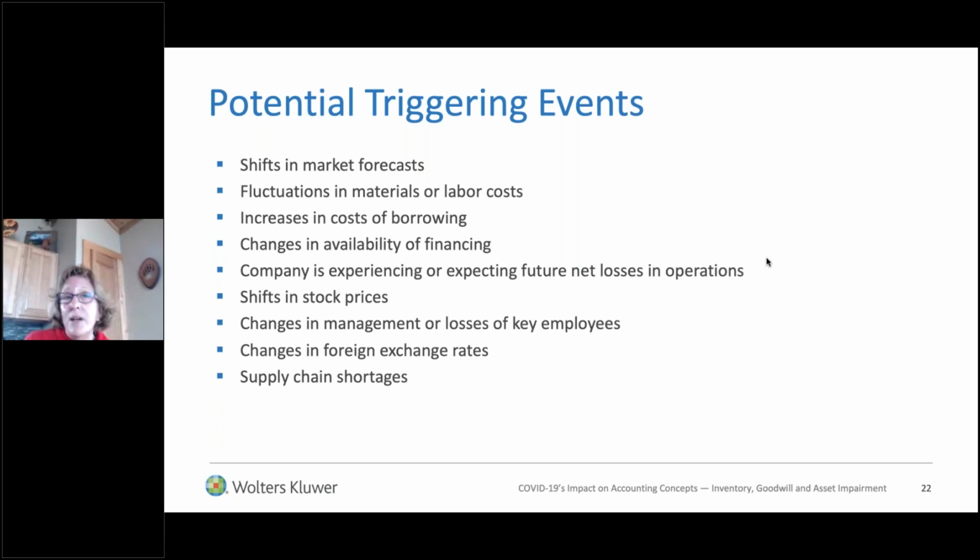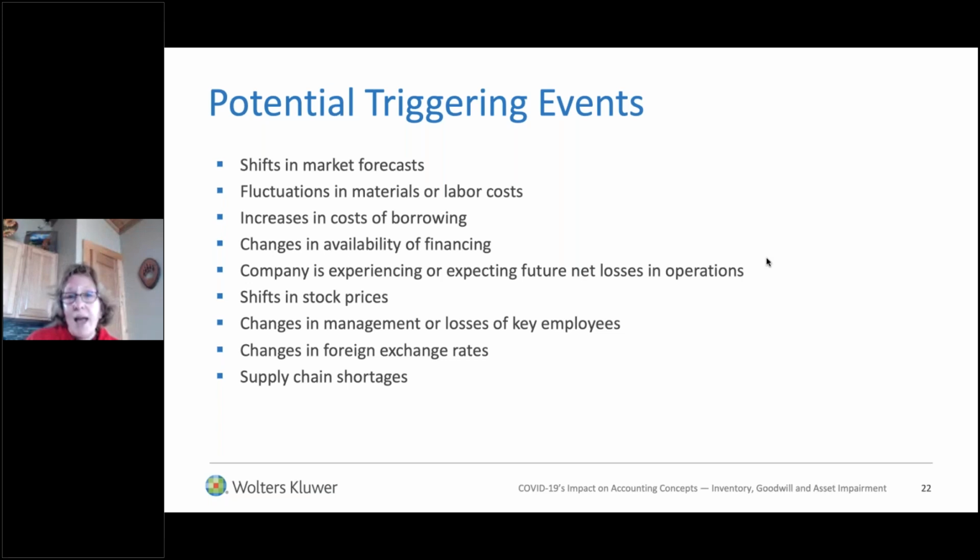So the component there is just making sure you have strong documentation on the lenders you're working with. Changes in availability of financing. That could have happened because possibly whoever you got your financing from before is no longer a viable entity. So you're going to have to look at that. Company is experiencing or expecting future net losses in operations. All right, there's another one where they're asking you to look at a crystal ball. What do you think is going to happen in the future in regards to our operations?